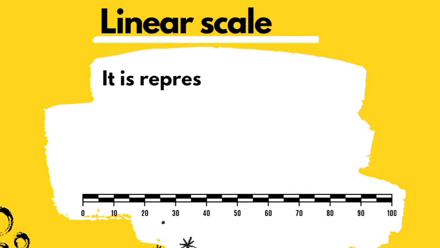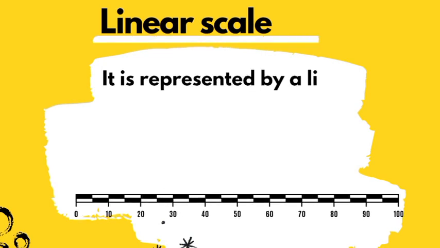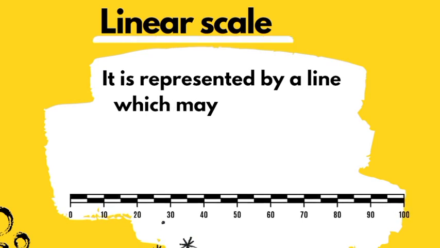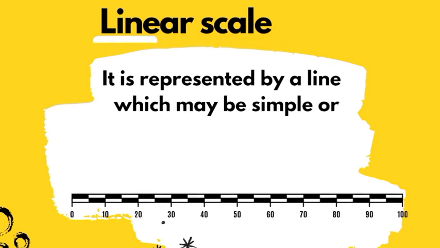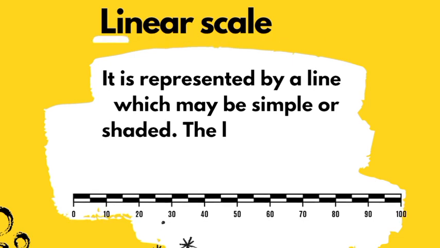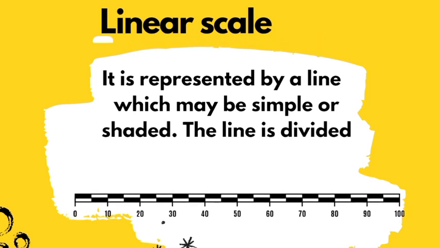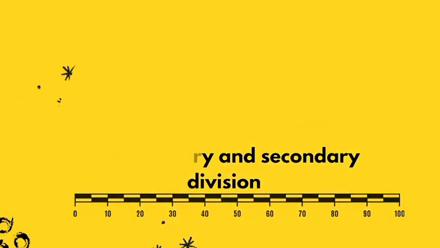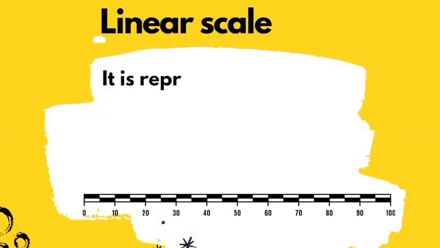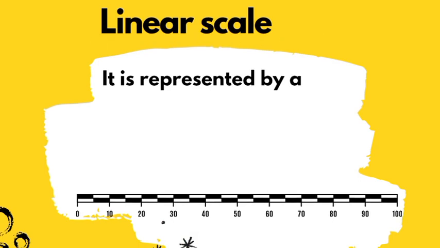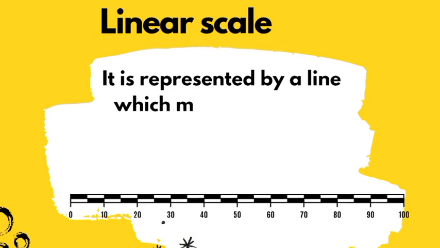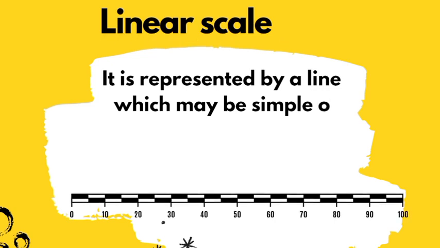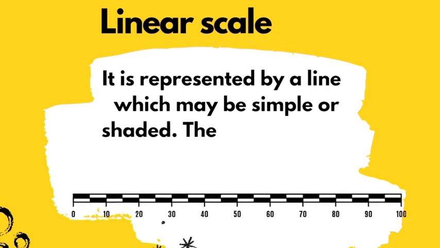Now we have linear scale. This is the most used scale on map, and it is well represented for better understanding. It is represented by a line which may be simple or shaded. The line is divided into two sections. We have the primary division and also the secondary division. A linear scale helps in understanding the map, and it also helps in the conversion of ground scale to map scale, and also from map scale to ground scale.